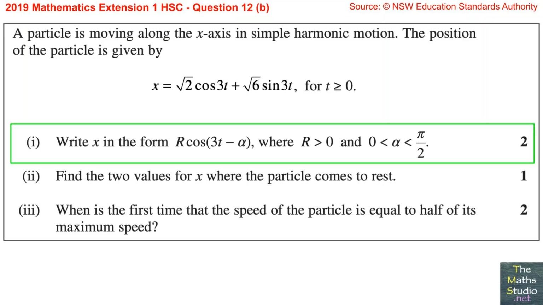Question 12, Part B. A particle is moving along the x-axis in simple harmonic motion. The position of the particle is given by x equals root 2 cos 3t plus root 6 sin 3t for t greater than or equal to 0. Part 1. Write x in the form r cos(3t minus alpha), where r is greater than 0 and alpha is greater than 0 and less than pi over 2.